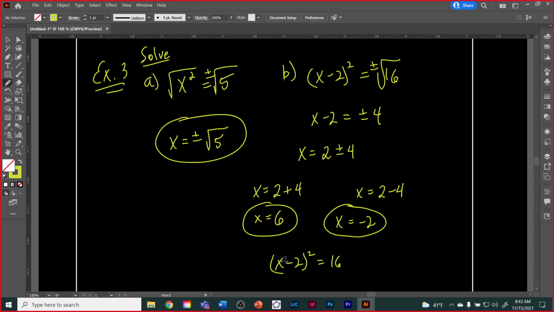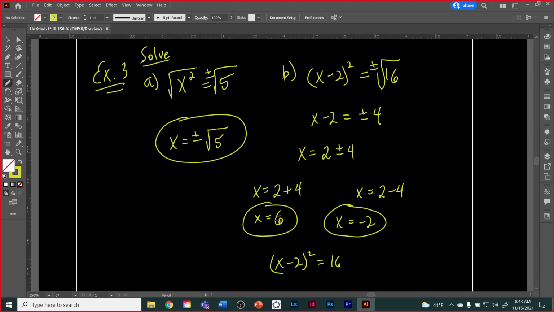Let's see if it works. Let's put a 6 in for this. 6 minus 2 is 4. 4 squared is 16. Does 16 equal 16? Yep, it works. Let's try negative 2. Put a negative 2 in for this. Negative 2 minus 2 is negative 4. Then if I square a negative 4, negative 4 times negative 4, that gives us positive 16. So both of these work.